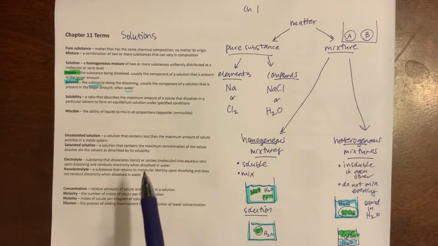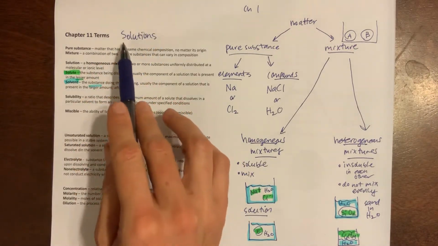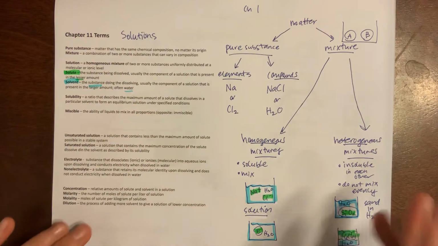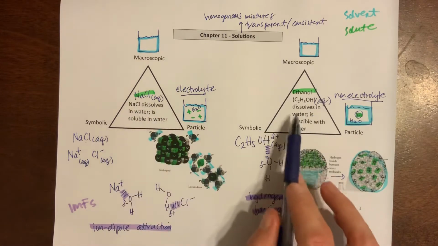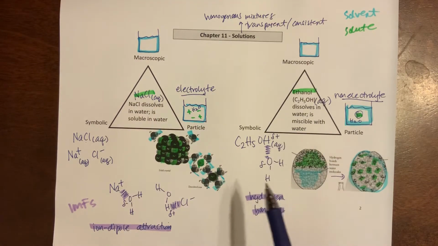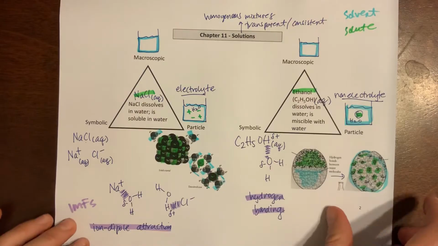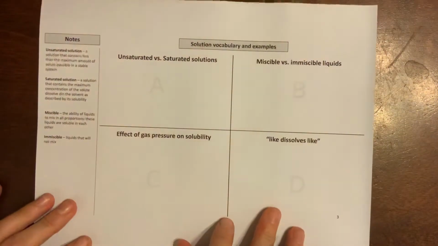So in chapter 11, we've been looking at solutions. We are going to continue to look at a few of these terms here. On the next slide, we had looked at sodium chloride and ethanol. And so now we're going to add a few more vocabulary words to our solutions conversation. So that's going to be this page here.